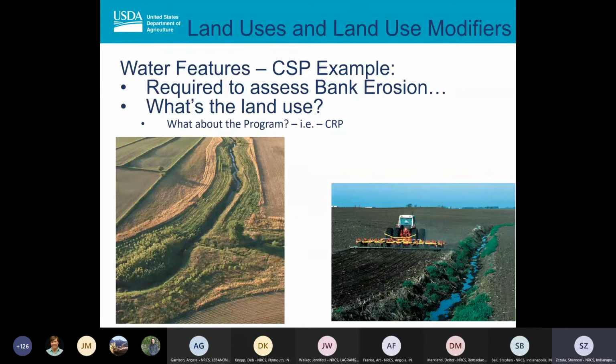So let's go through a very critical one. And again, this is pretty much only required for CSP, where CSP requires us to assess bank erosion if we have a water feature on our land unit. But the important thing here to think about is, what is the land use? So bottom left corner, what's the land use adjacent to that water feature?